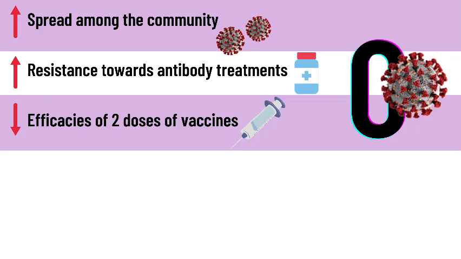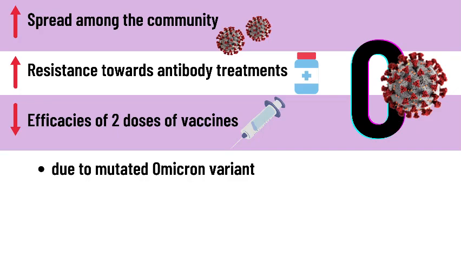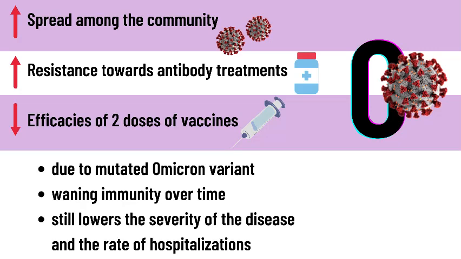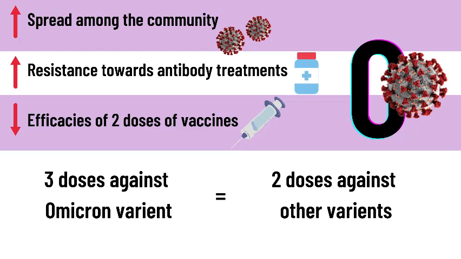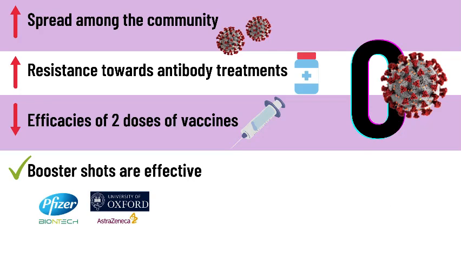This is due to the higher immune escaping ability of the mutated Omicron variant, combined with the waning immunity over time provided by vaccination. However, 2 doses of vaccines still lowers the severity of the disease and the rate of hospitalizations. Recently, studies show that 3 doses of vaccine protection against the Omicron variant is equivalent to 2 doses against other variants. Therefore, this provides evidence that 3 doses of these vaccines are still effective against the Omicron variant, and it is likely that this immunity requires further boosters in the future for the maintenance of the vaccine protection.